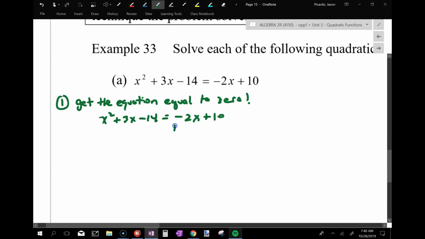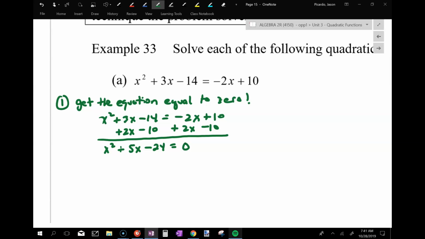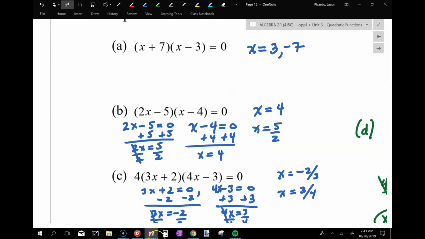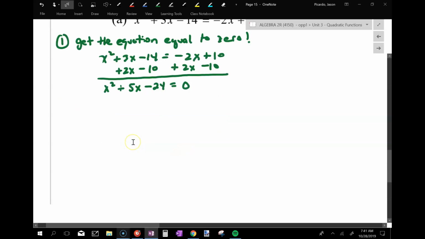All right, so I'm going to add the 2x and subtract the 10. And that gives me an x squared plus 5x minus 24 equals 0. Now it's equal to 0. Okay. Guys, how does it still not look like one of the problems from above? What did all the problems above look like? They were already factored, weren't they? This one is not. So what do you think I need to do? Factor it.